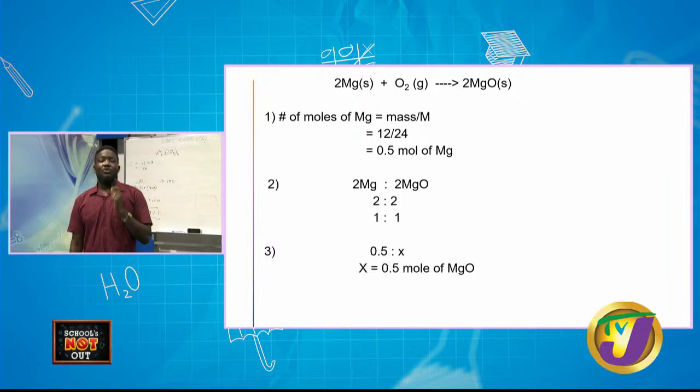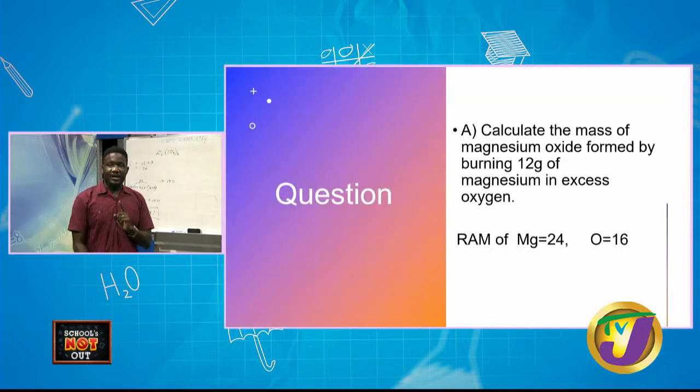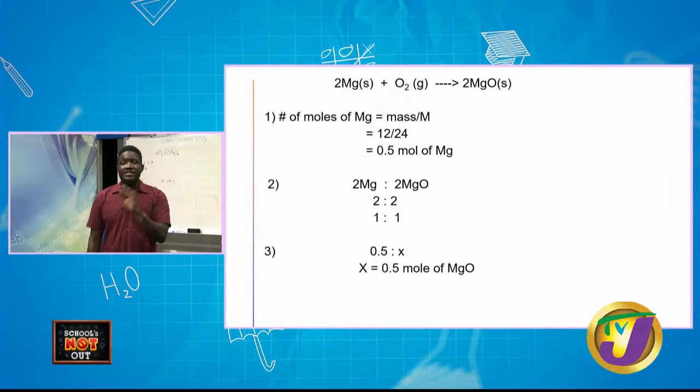You are to find the mole ratio between what you have and what you don't have, or what you want from the question. So we just found the number of moles of magnesium. But what does the question want? Let's go back. The question says, calculate the mass of magnesium oxide. That is what we want. All right? So let me go to the board a little bit for this part.